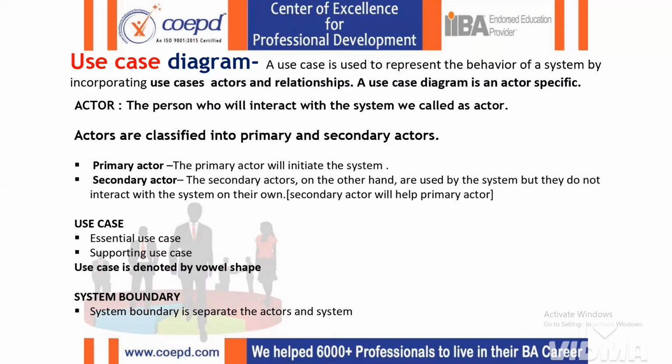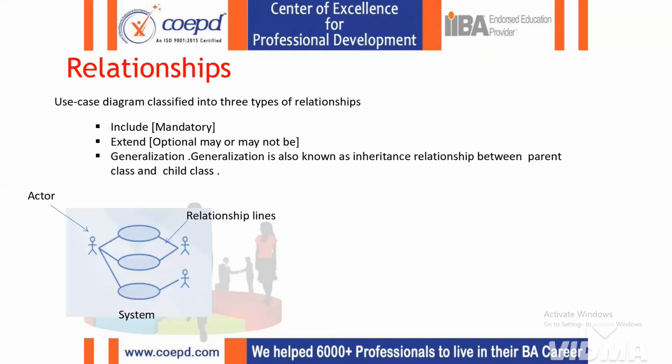And the system boundary separates the actors and the system. Coming to the relations, we have three types: include, extend, and generalization. Include means a mandatory thing. For registration, the mandatory thing is the phone number. If we have a phone number or email, only then will we be registering to that application. So these are the mandatory things. If the application asks for your date of birth, it is not mandatory, you can skip that also. So it comes under the extend relation.